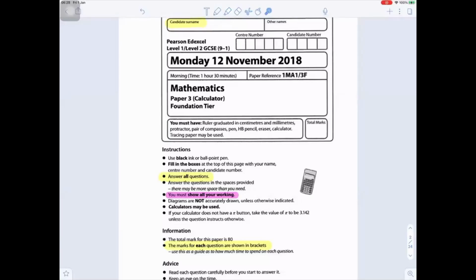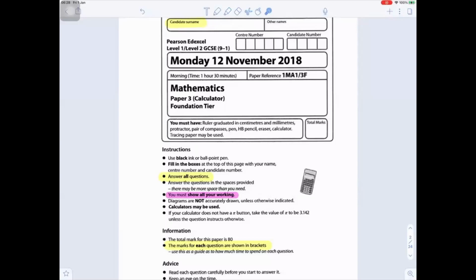Monday, 12 November 2018. Mathematics paper 3, foundation tier. When you start this paper, you are given your center number, which you will fill in at the top, your candidate number, your name, your other names, and then the important thing is to look at the instructions.